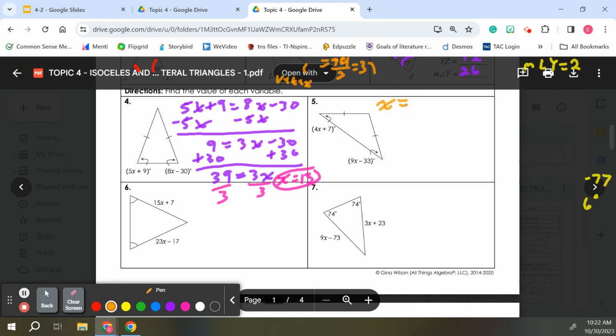Someone tell me, what does x equal here? 8. Does anybody need to see this? Okay.